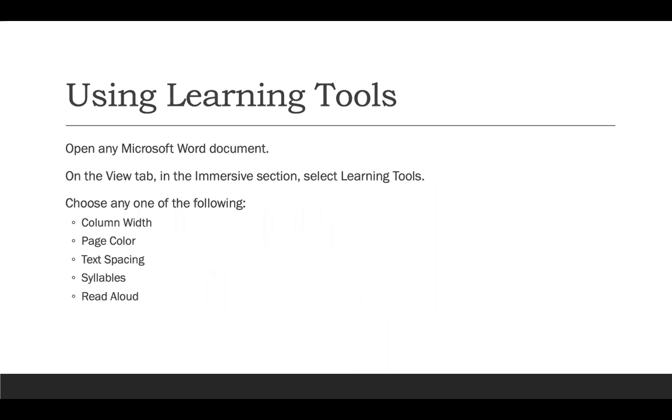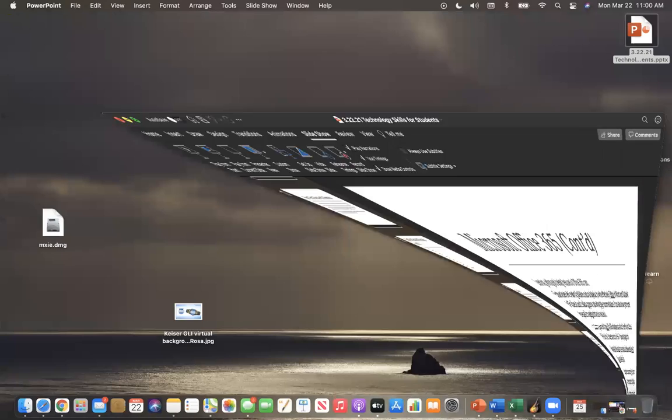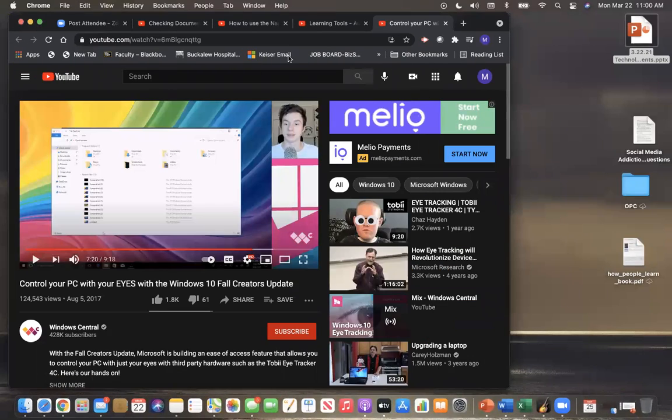And how do you use the Learning Tools? You can open any Microsoft document, and on the View tab, click in the Immersive section, select Learning Tools, and then you'll see the column width, page color, text spacing, syllables, and the Read Aloud feature. So let me show you a video that's going to demonstrate some of this. So bear with me. First, let's do the Learning Tools first.